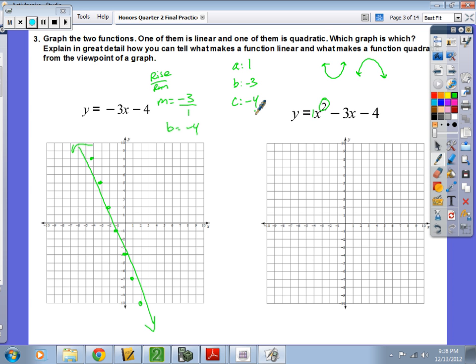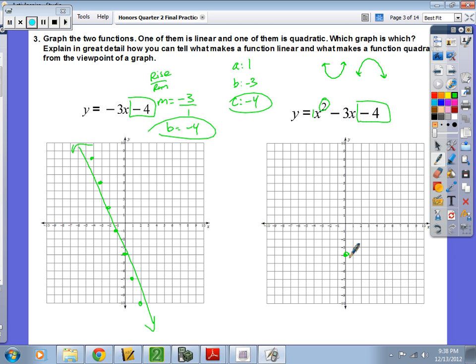So I'm going to start step number 1. I know this guy is just like this guy. The number all by itself with no variable is always going to be the same in any type of graph. It's going to be your y-intercept. That's your first dot. My first dot's going to be right here, -4.